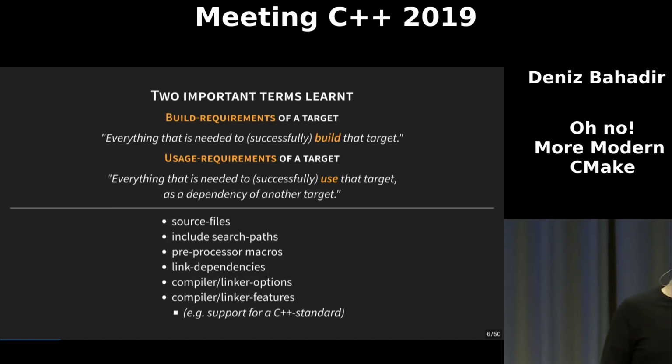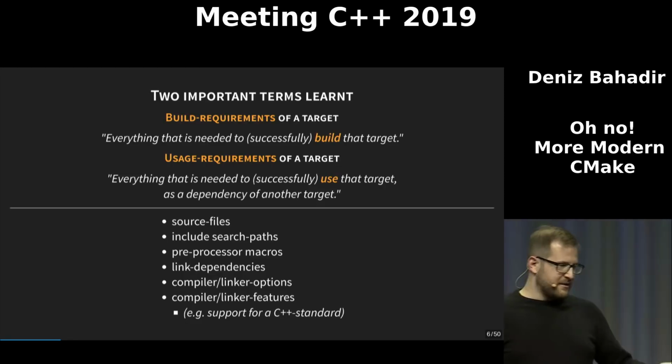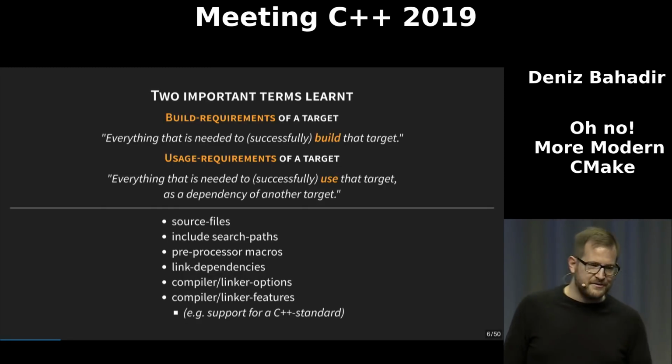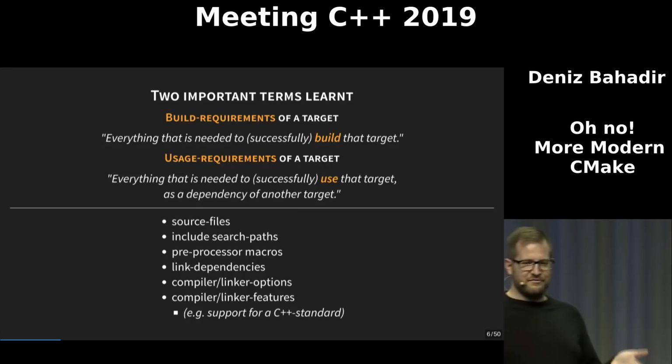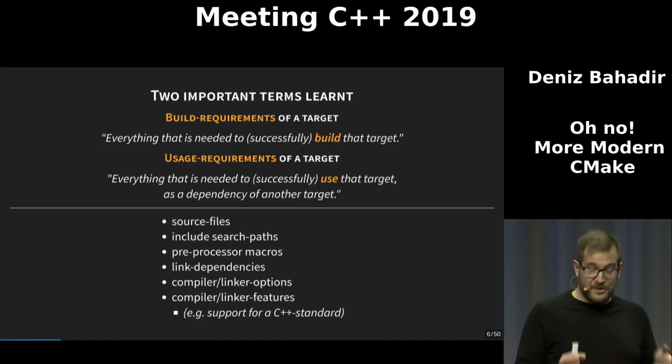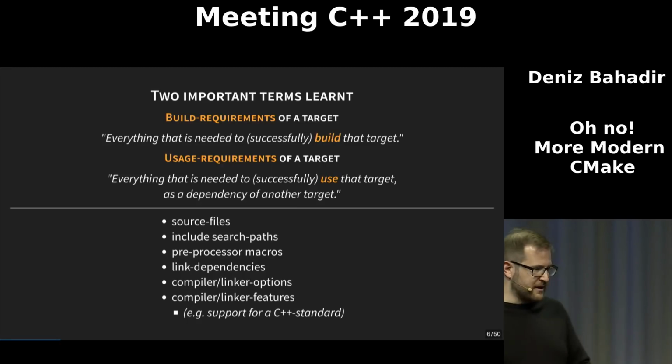sometimes they can also be usage requirements. But all the other things you see there, they include search paths, where you find your headers, some predefined preprocessor macros, some dependencies to libraries you have to link, and all this stuff.